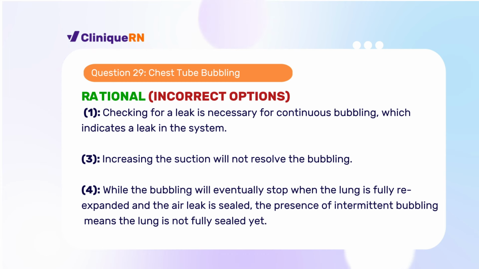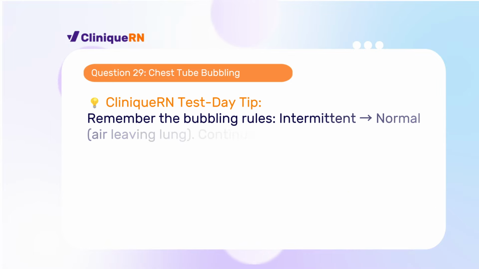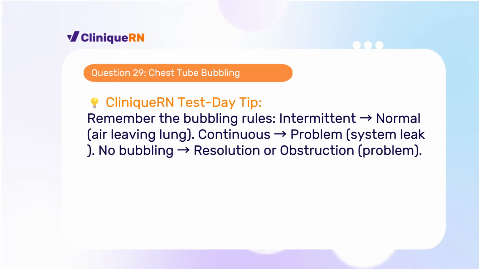Incorrect options. 1. Checking for a leak is necessary for continuous bubbling, which indicates a leak in the system. 3. Increasing the suction will not resolve the bubbling. 4. While the bubbling will eventually stop when the lung is fully re-expanded and the air leak is sealed, the presence of intermittent bubbling means the lung is not fully sealed yet. Clinique RN test tip: Remember the bubbling rules. Intermittent is normal, air leaving lung. Continuous is a problem, system leak. No bubbling is resolution or obstruction, a problem.